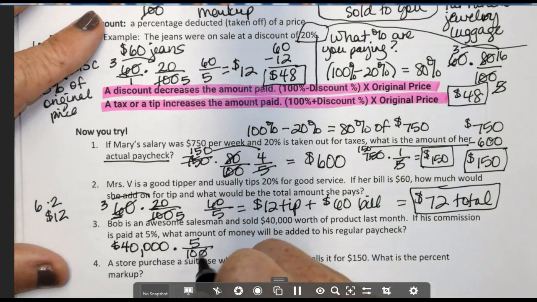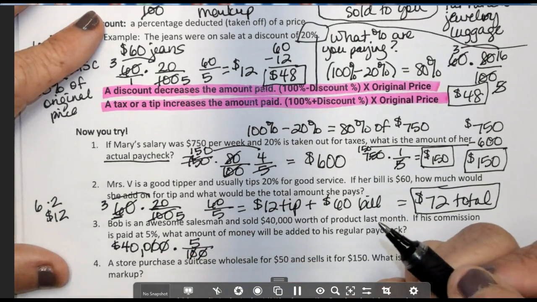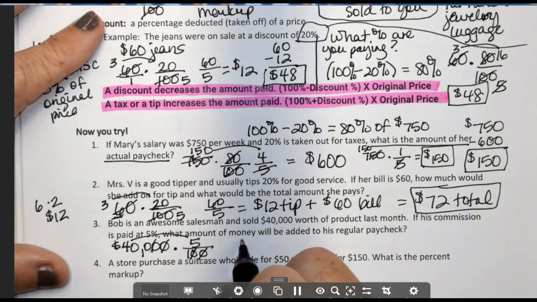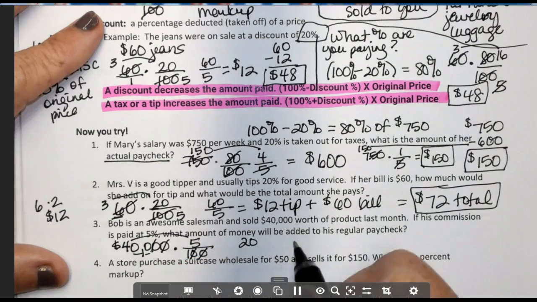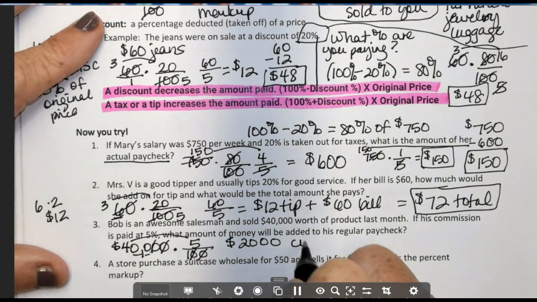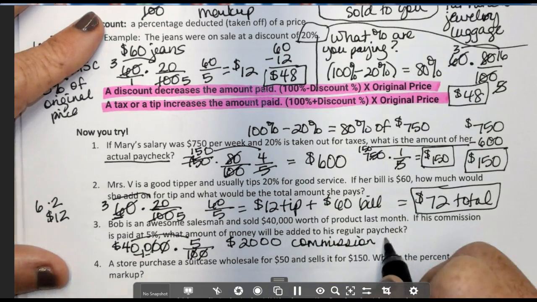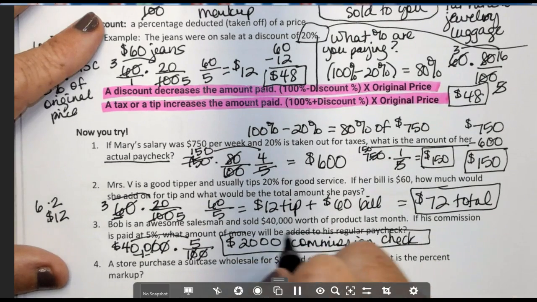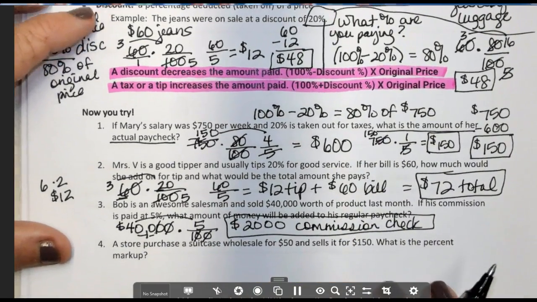So we can eliminate 2 of those zeros. So now we have 400 times 5. Well, 4 times 5 is 20. And then I have 2 zeros that I need to add on. So $2,000 is going to be the amount of his commission check. Not a bad little bonus to be added to your regular paycheck.